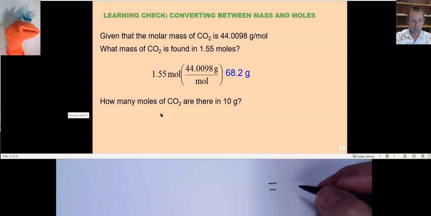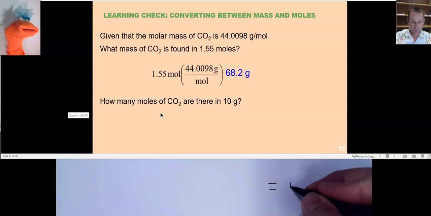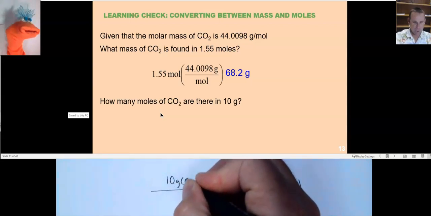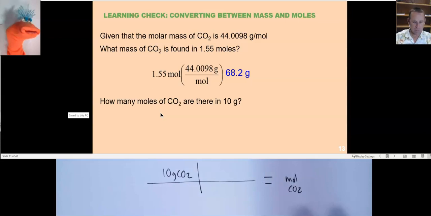The units you're after, moles. Good. Moles of carbon dioxide. And I'm starting with 10 grams, so I go 10 grams of carbon dioxide over here. And then what do I do?